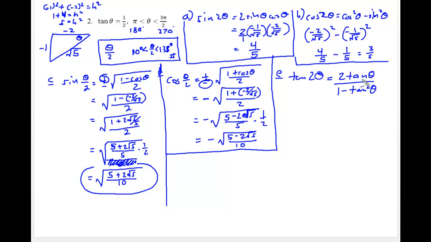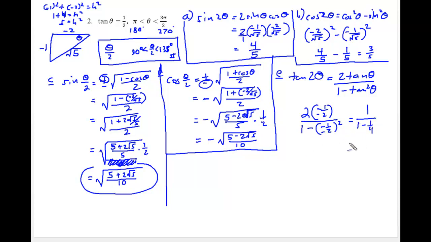Now the tangent of theta is really nice because the tangent of theta is negative 1 over negative 2, opposite over adjacent, from theta up here. And then what we have is 1 minus negative 1 over negative 2 quantity squared. So the 2 times negative 1 over negative 2 is the same thing as 2 times 1/2, which is 1. Down here, what we have is 1 minus negative 1 squared over negative 2 squared, or 1 minus 1/4.